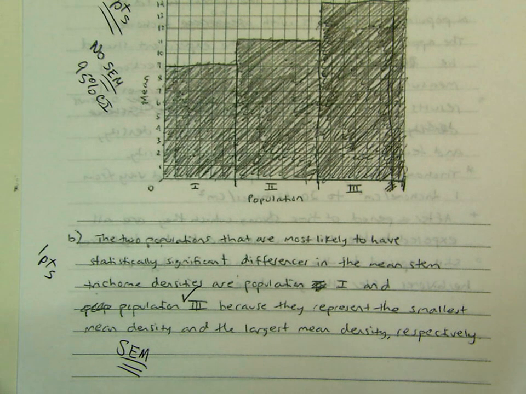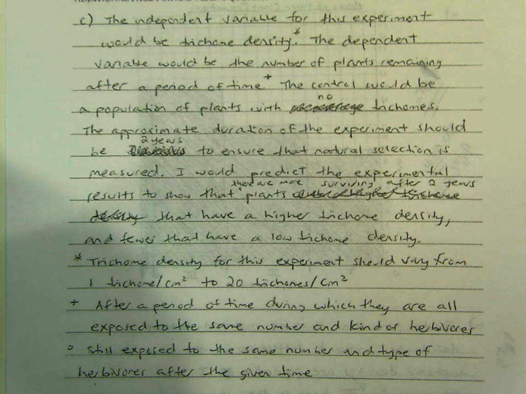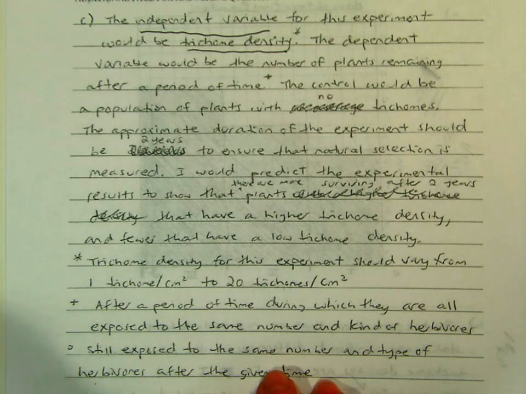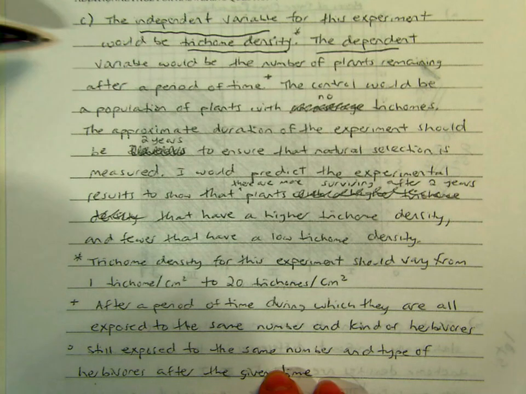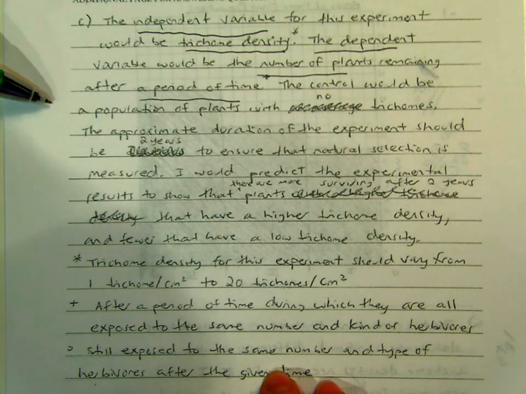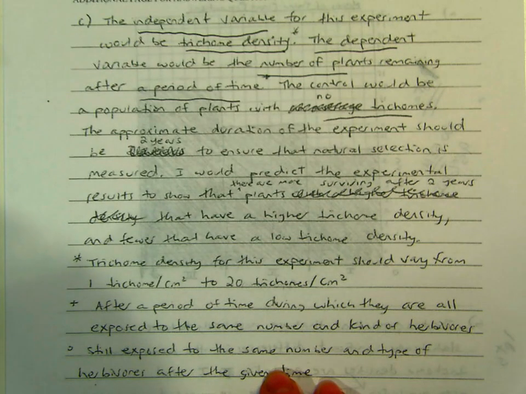So let's take a look at what they wrote for their experiment. The independent variable for this experiment would be trichome density. The dependent variable would be the number of plants remaining after a period of time. So remember I showed you the two ways in the last video that you could design this experiment. So they did get a point for the independent variable. They did get a point for the dependent variable. The control would be a population of plants with no trichomes. Okay, there's a point for the control.